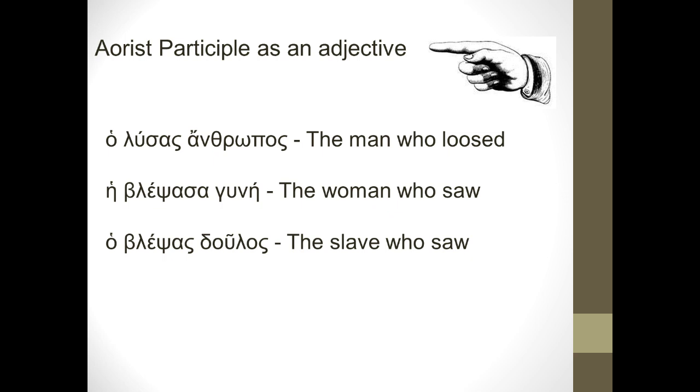Lastly, doing the same thing again, only this time with the masculine. Notice again we have the ho, masculine singular nominative. Blepsas, if you look at your paradigm on 163, is an aorist active participle, masculine singular nominative, and so is doulos, masculine singular nominative. So it is the man who saw.